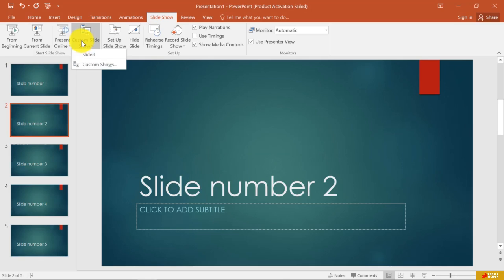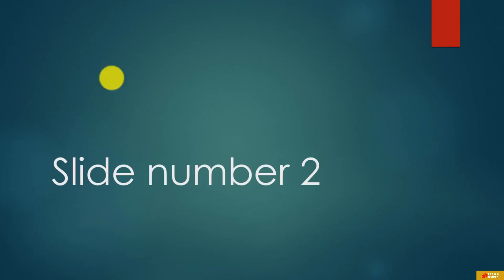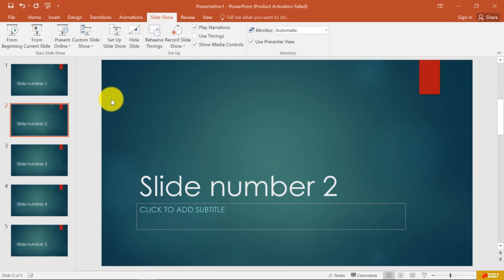Now if I click on Custom Slide Show, you see another option, Slide 3. If I click here, you can see it will start my slideshow from slide number 2, and the next slide is slide number 3, and it will not move to slide number 4. Instead it will end the slideshow.